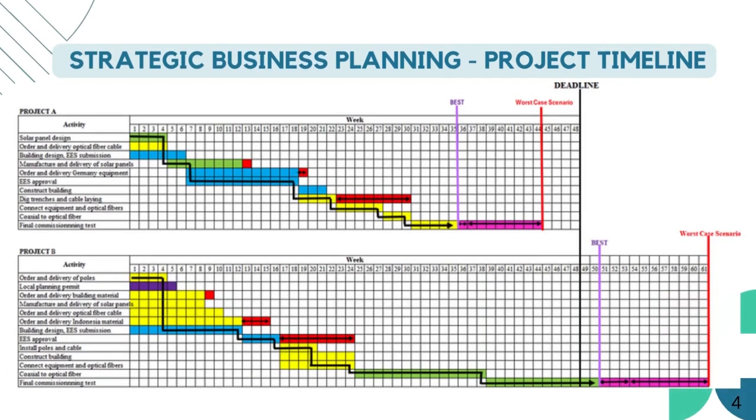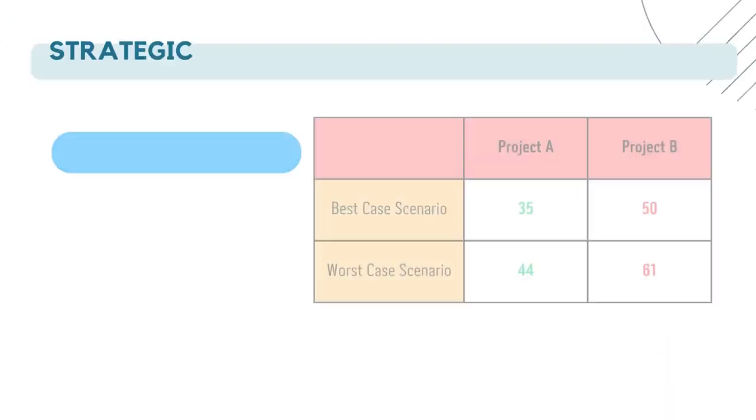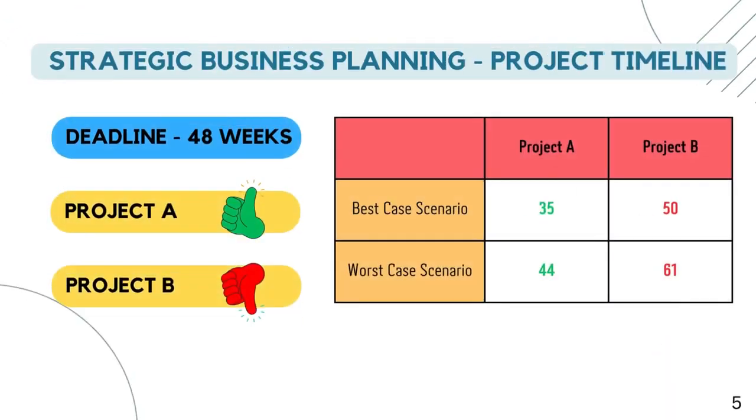This slide shows the strategic business planning project timelines for Project A and Project B. For Project A, activities span from week 1 to week 44, with the best-case scenario finishing by week 35. Project B's timeline runs from week 1 to week 61, with the best-case scenario completing by week 50. These timelines help us manage project progress and ensure timely completion.